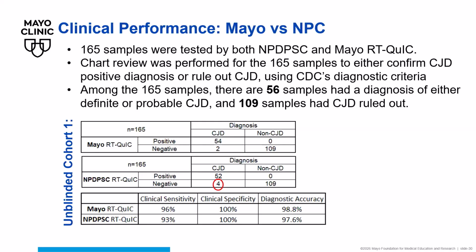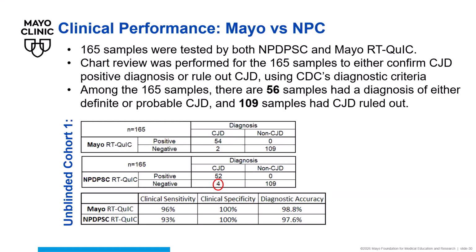So when we launched our test in 2024, and prior to doing that, we did a blinded assessment comparing our assay to, at the time, the only laboratory in the US offering this testing. That was the National Prion Surveillance Center. Just high level, we get very good agreement with them.